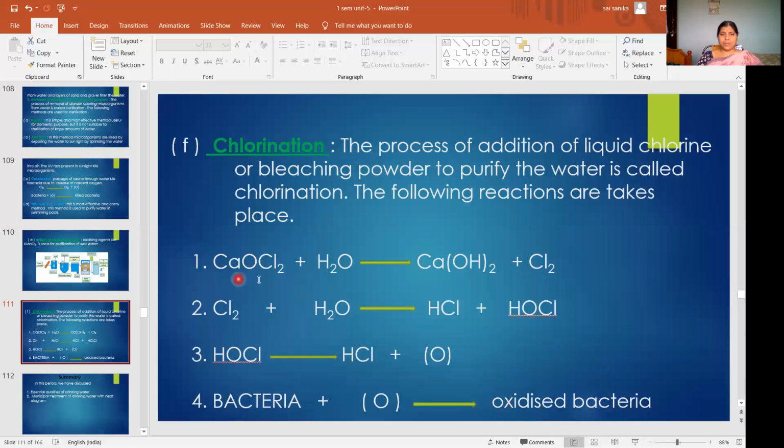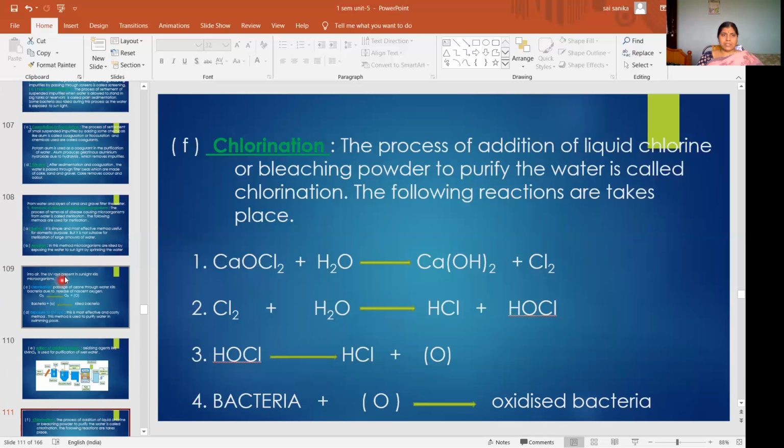Okay. Calcium oxychloride plus water gives calcium hydroxide plus chlorine; chlorine plus H2O gives HCl plus HOCl. This is hypochlorous acid. This is unstable, so it is split into HCl plus O, nascent oxygen. This nascent oxygen will kill the bacteria. So like this, we will remove the disease-causing microorganisms present in the water by these methods.